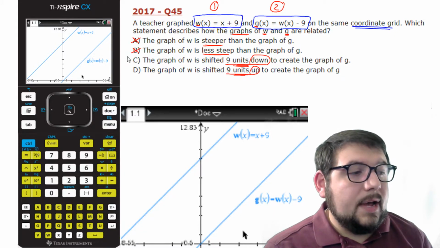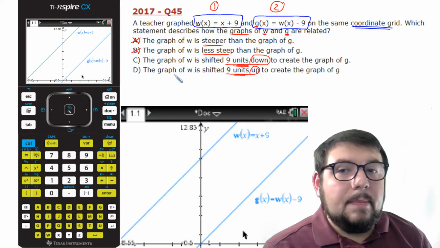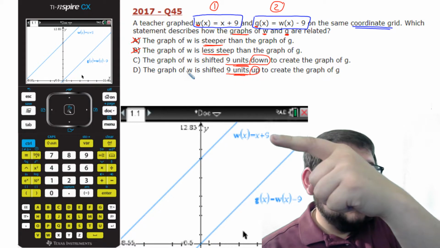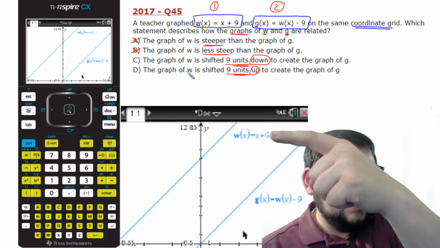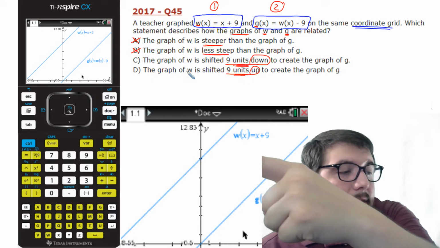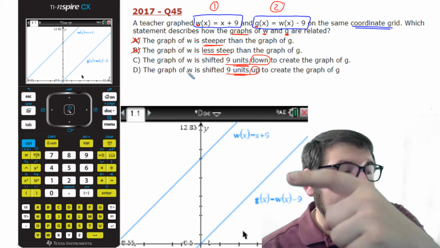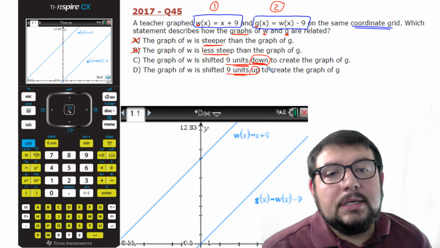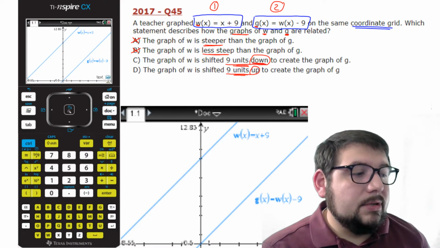Okay, now I also have, did the graph move up or did it move down? Don't get confused. Remember, W is at the top. That's the first one we graphed. And look what happened. It just dropped straight down from here, or from about there, to down here. Okay, so it dropped down. It says, did it move 9 units? Well, we could double check that.